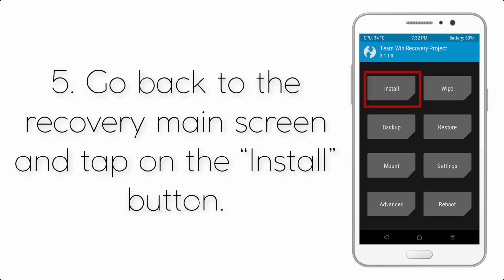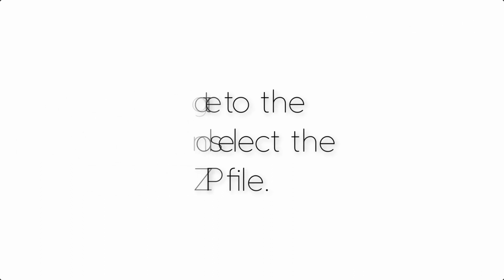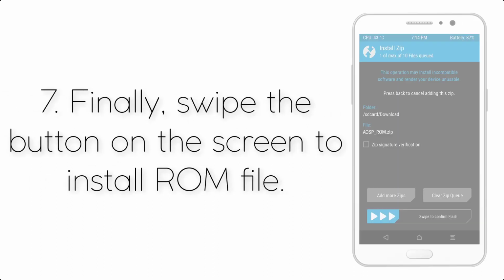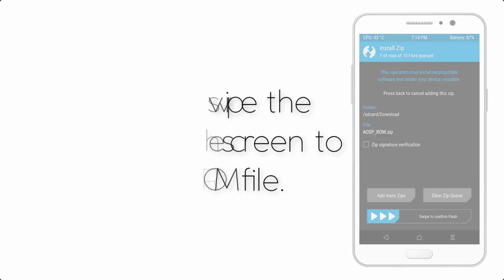Step 5. Go back to the recovery main screen, and tap on the Install button. Step 6. Navigate to the storage, and select the ROM zip file. Step 7. Finally, swipe the button on the screen, to install the selected ROM file.